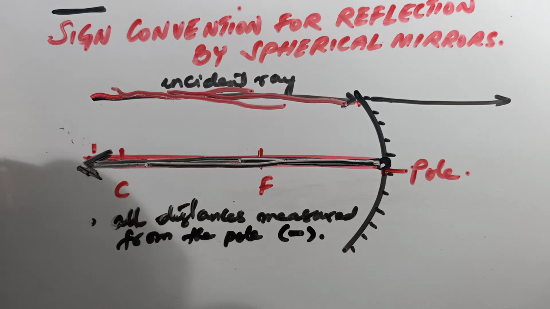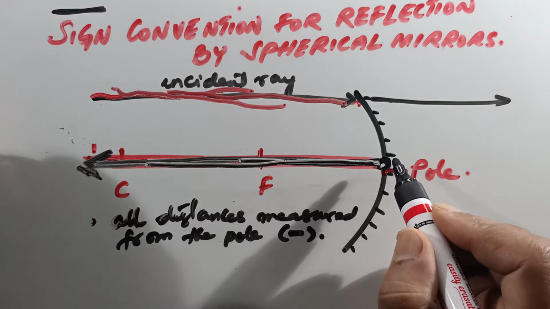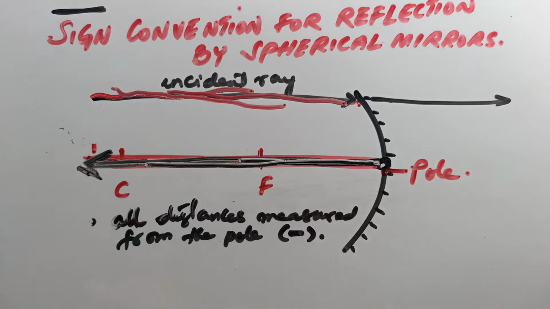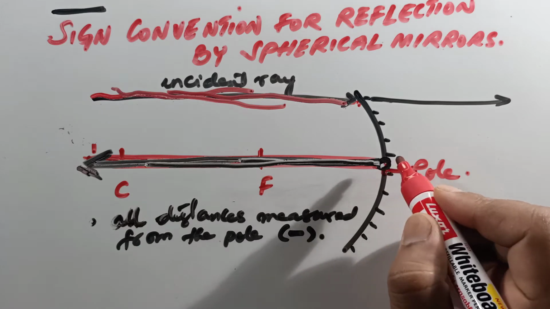All distances parallel to the principal axis are measured from the pole of the mirror. That's point one. All distances measured to the right of the origin along the x-axis are taken as positive, while those measured to the left of the origin along the negative x-axis are taken as negative. According to the textbook, the pole becomes the origin.